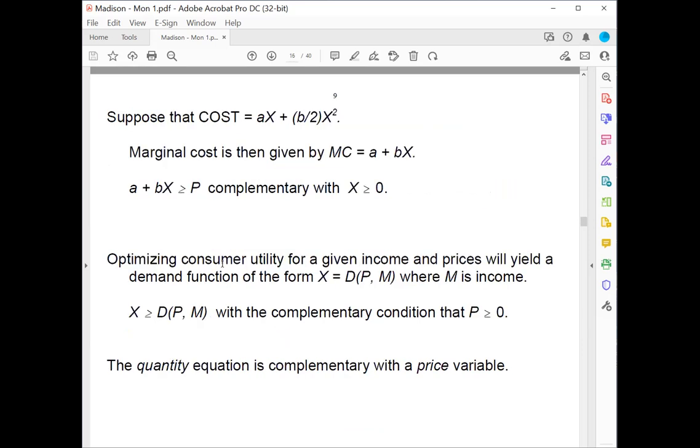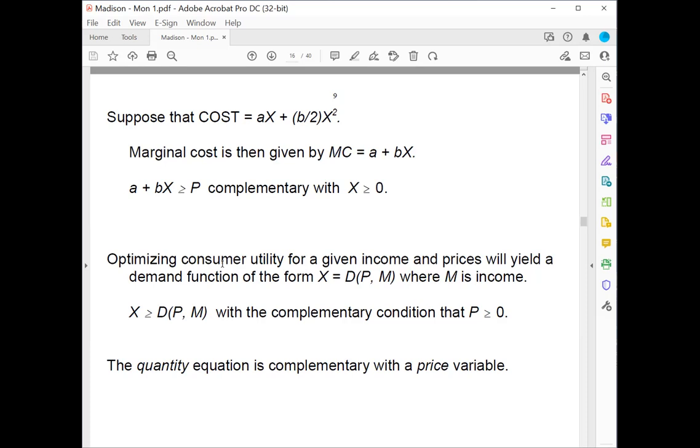So suppose that the firm's cost is quadratic. It's AX plus B over 2 X squared. So then the marginal cost, take the derivative of that, is A plus BX. So the solution to the firm's optimization, or the supply side optimization problem, is marginal cost greater than or equal to price. So that's A plus BX is greater than or equal to P. And that's complementary with X greater than or equal to 0.